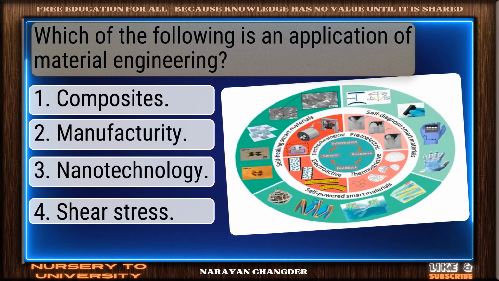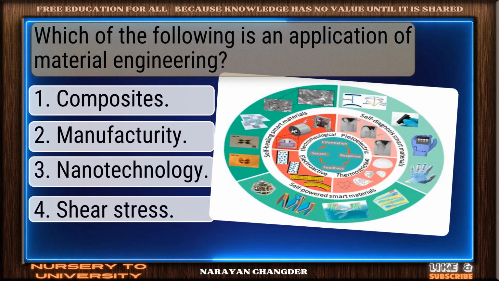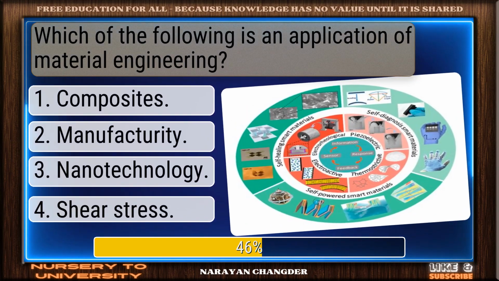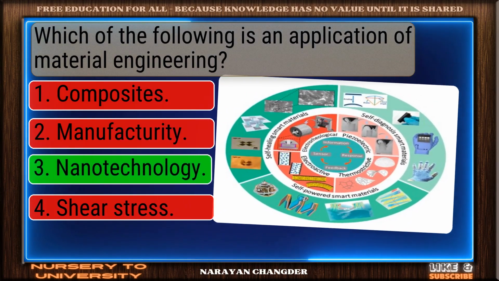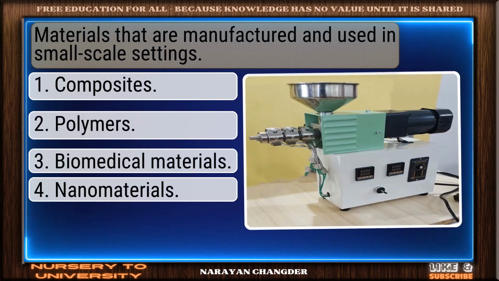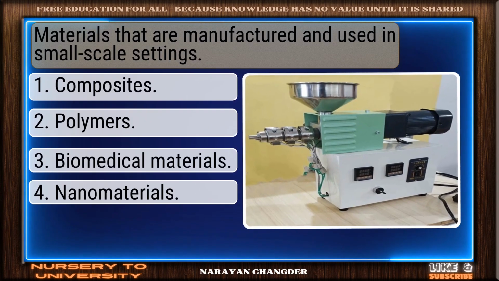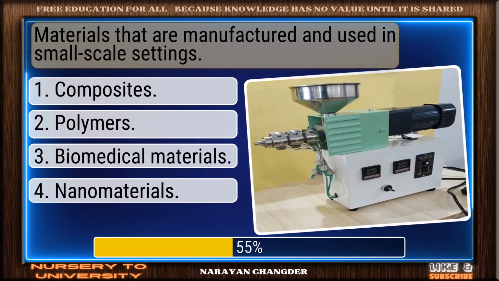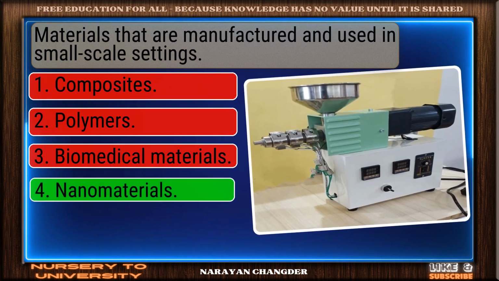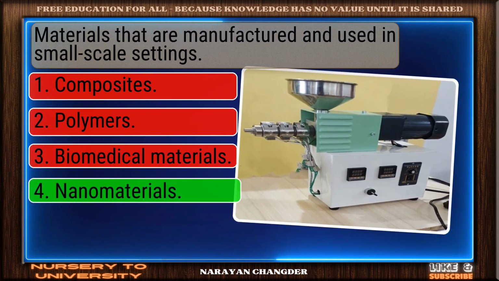Which of the following is an application of material engineering? Smart pick. Nanotechnology is the correct choice. Materials that are manufactured and used in small-scale settings. You got it. Your choice, nanomaterials, is right.